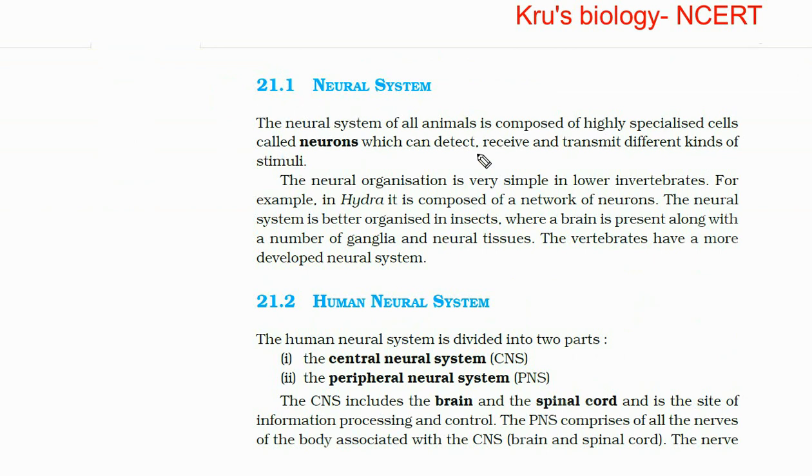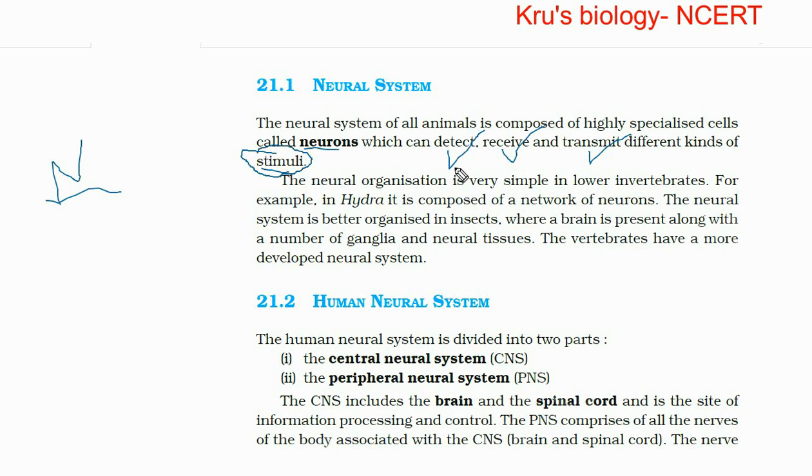The neural system of animals is composed of highly specialized cells called neurons, right? They detect, receive, and transmit different kinds of stimuli, which means our response, our chemical reaction of the body, right?